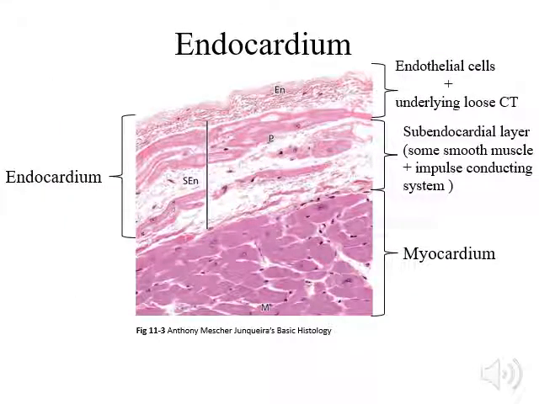Starting first with the endocardium, here we have the microscopic appearance of the endocardium, figure 11-3. On the outer surface, again, we have our endothelial cells, which we can't appreciate in this image because it's low power. Under the endothelial cells will be some loose connective tissue. Deeper to this is our subendocardial layer. Within this layer, we're going to see some smooth muscle, and we'll also see the nerve conducting system. This system is actually specialized cardiac muscle fibers that are going to set up conduction instead of contraction in this area. Deep to the endocardium is the myocardium.